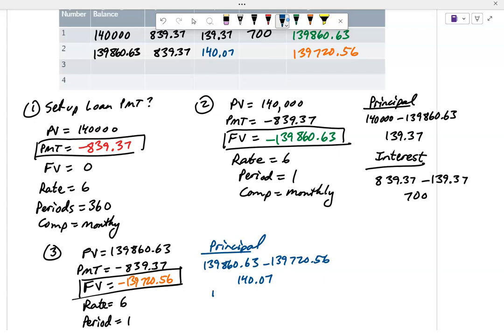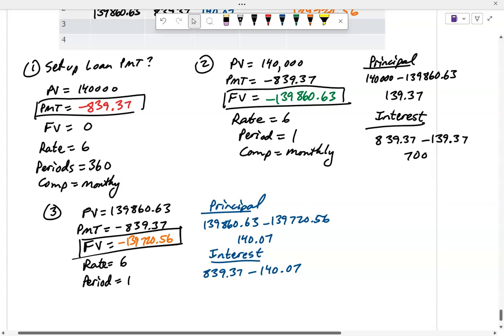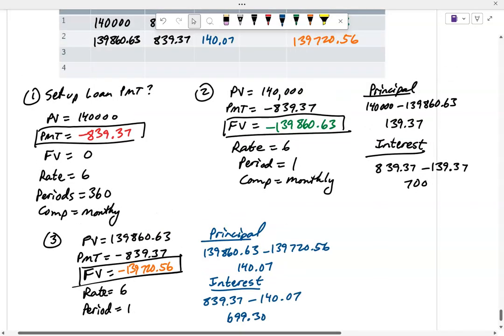So then what went to the bank? What went to the bank? Well, I made a payment of $839.37. The loan only went down $140.07. So $699.30 was my interest.